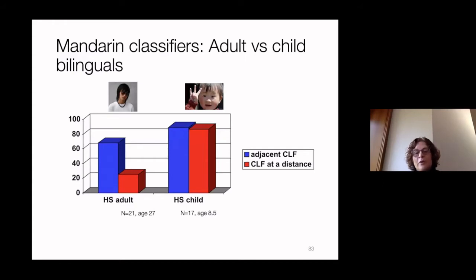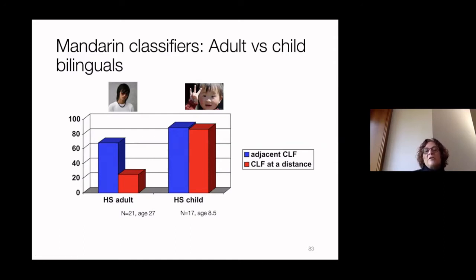If you look at heritage speaker children, these are bilingual Mandarin speakers living in the United States, average age 8.5. I would call them future heritage speakers. They are equally accurate at identifying the adjacent classifier and the classifier at a distance. If you look at the adults, you can see that the adults are more or less at chance when it comes to adjacent classifiers, so they accept things which they shouldn't be accepting. And you can see how poorly they perform when the classifier is at a distance. They actually accept pretty much everything.